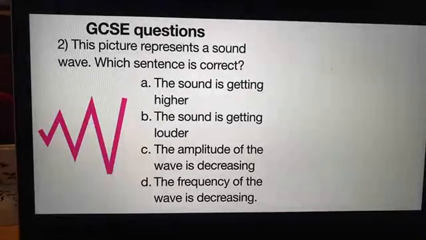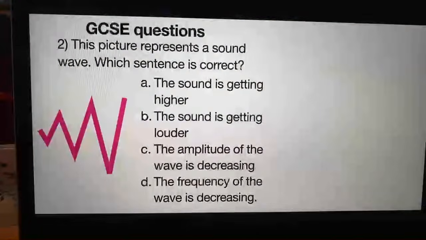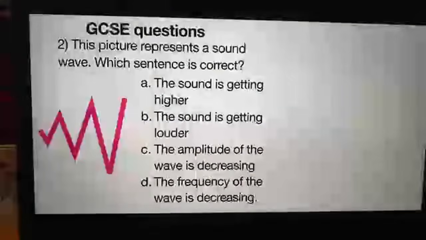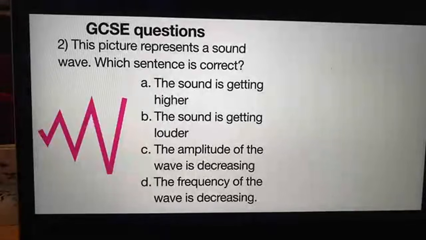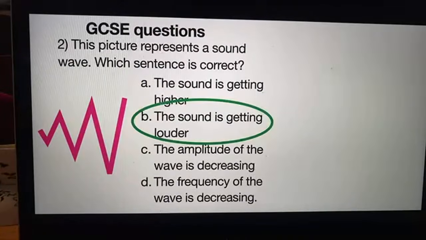I'm just going to say it starts small and then it grows bigger. But is it that A, the sound is getting higher, B, the sound is getting louder, C, the amplitude of the wave is decreasing, or D, the frequency of the wave is decreasing? Which one of those is true? Only one of them is true. The answer is, well, it's not about pitch, is it? It's not about high or low. That would be the frequency, the amount of waves per second. It's getting louder because its amplitude is increasing.